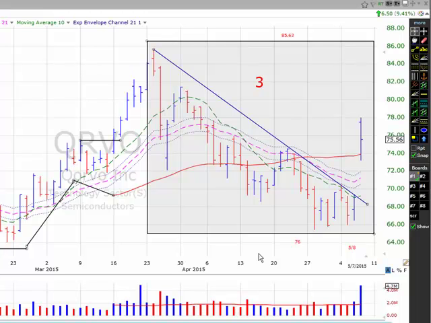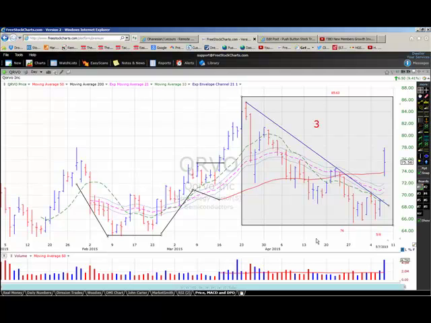Qorvo can be bought here by very aggressive investors, again, keeping in mind that the market's in correction and that our 1 to 6 month timing model is on a don't buy signal. That's about all I have for today.